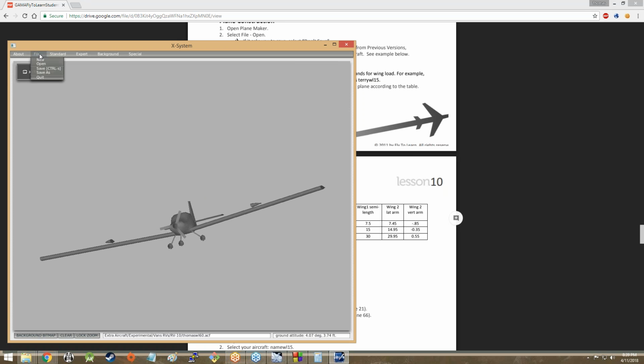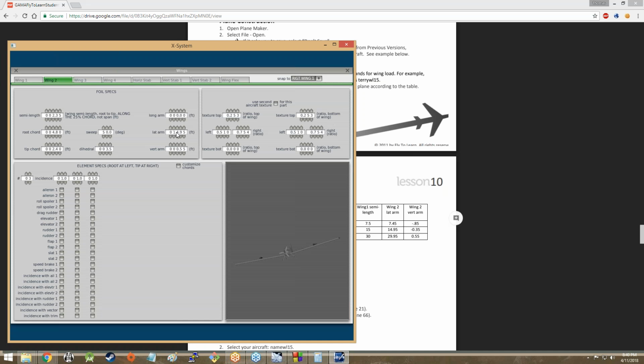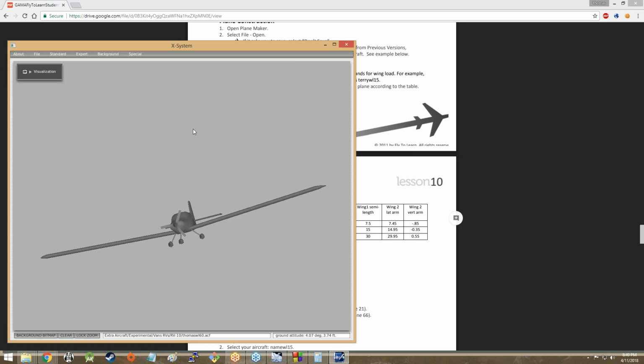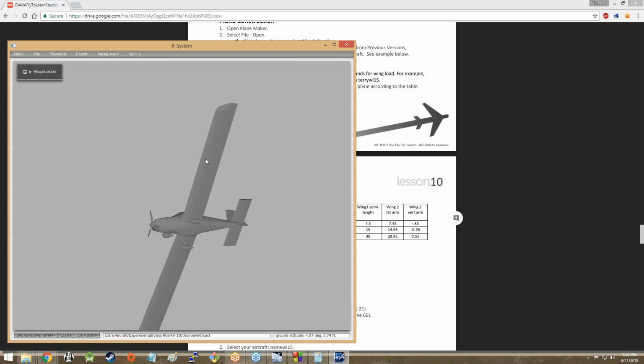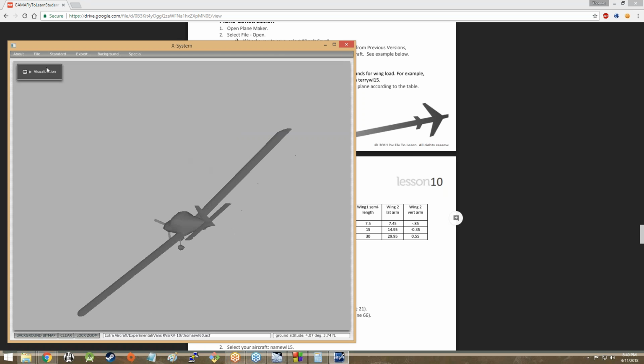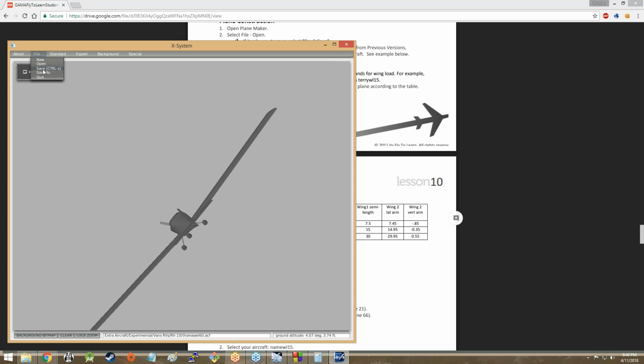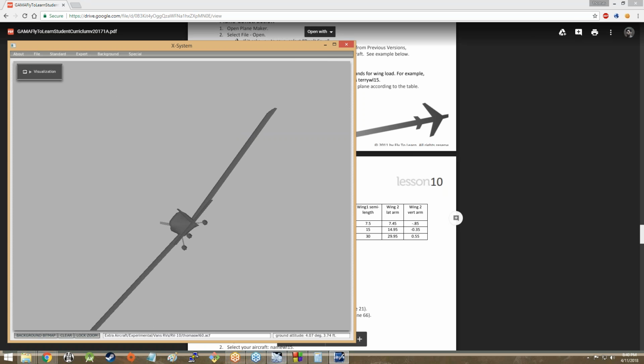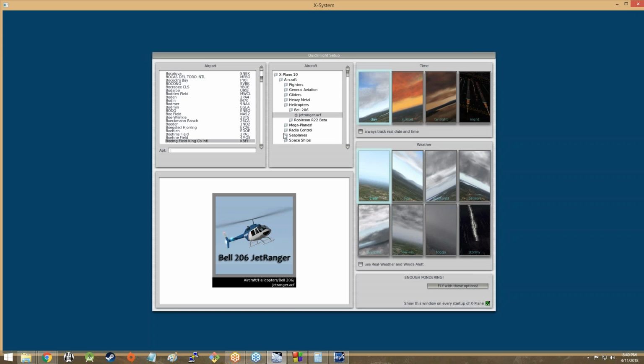Wait, no, that's not right. I did something wrong here. Oh, it's 29.95. There we go. Now it's on the ends. Cool. And we've got our 3 planes. Save all 3 of them, and then open them up in X-Plane.